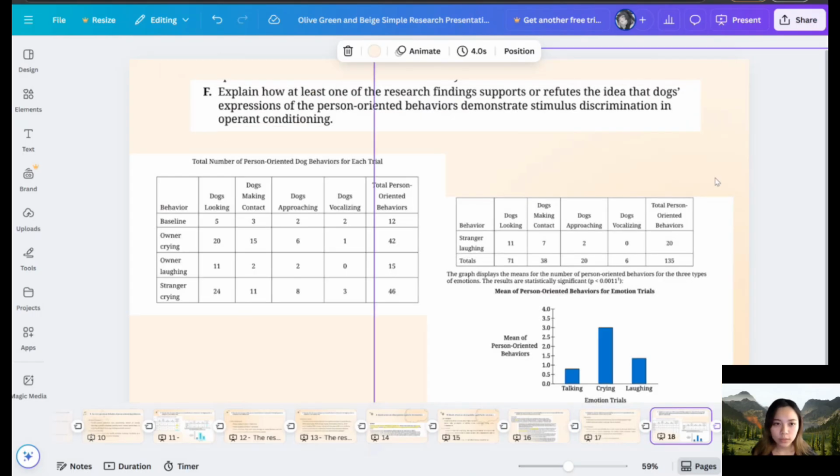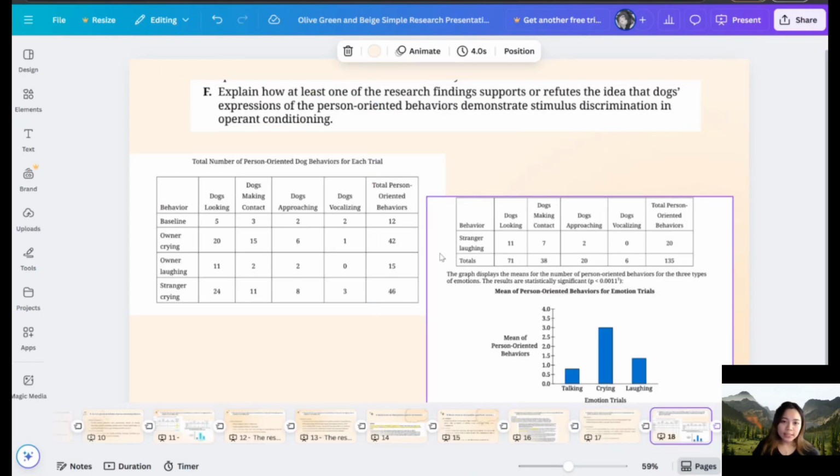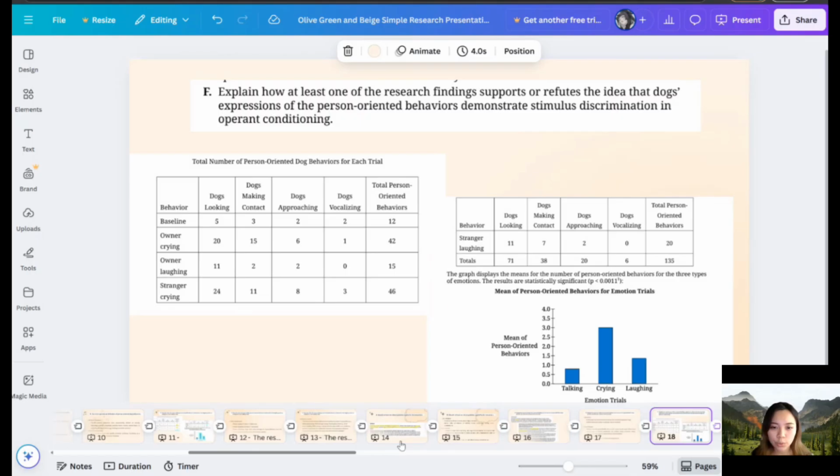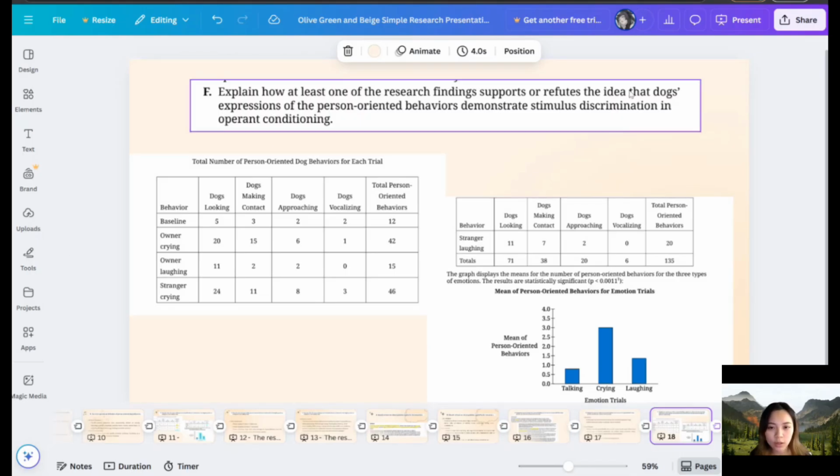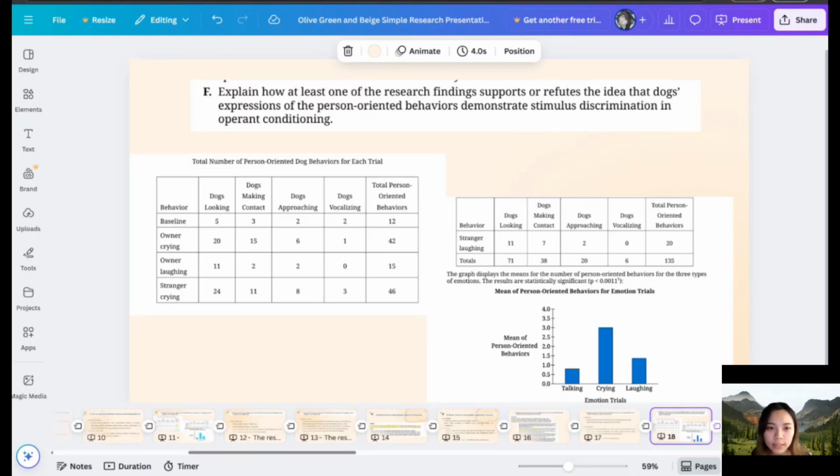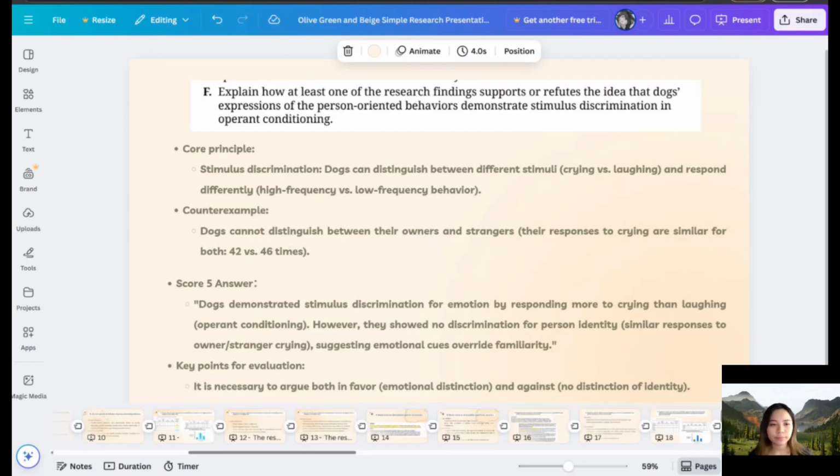let's go to the last one. Explain how at least one of the research findings supports or refutes the idea that dogs' expressions of person-oriented behavior demonstrate stimulus discrimination in operant conditioning. And these two are the old chart, so I'm not going to talk more about this. So let's dive into it.